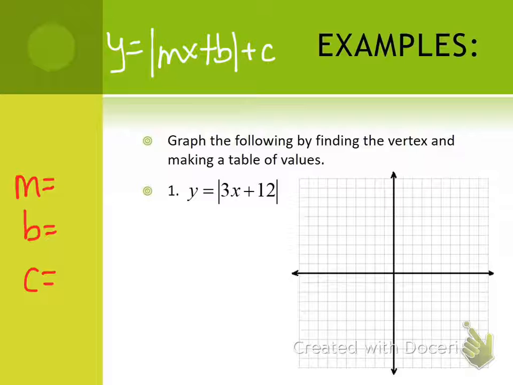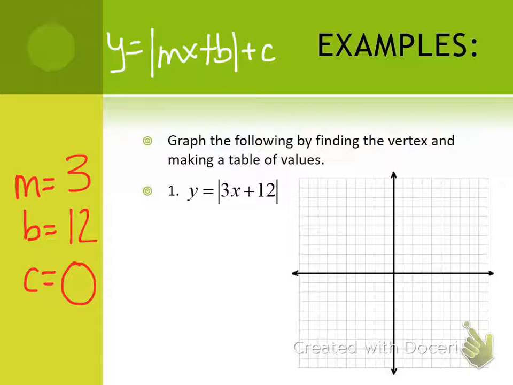Somebody said there's no c. There's nothing out on the end here, which means c equals 0. Okay, next let's identify our m. What's our m in this case? 3. M is what's getting multiplied to the x. In this case that is 3. So m equals 3. And our b gets added inside the absolute value bars. So ours is 12.